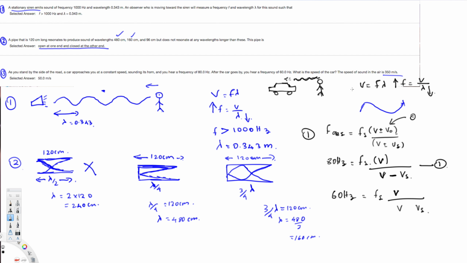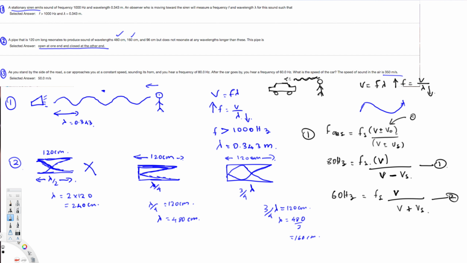As the car moves away from the observer, what's going to happen to the wavelength? If something is moving away, the distance is increasing, so the wavelength is increasing. What happens if the wavelength increases? F equals V over lambda, so when lambda is increasing, F is going to be decreasing. We have to put a sign that makes this whole value decrease. Here we have to put a plus, because if we divide by a bigger value, this is going to decrease. That's how we decide what to put in the bottom.